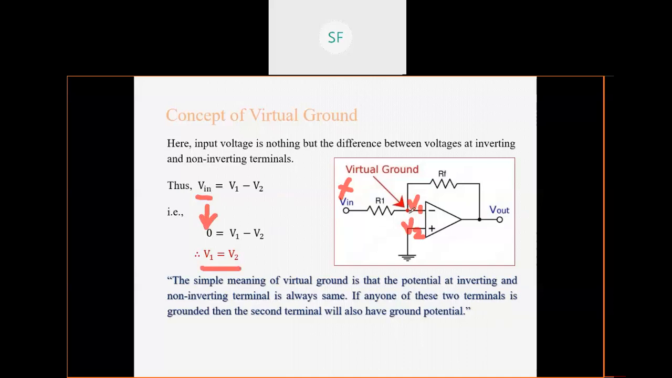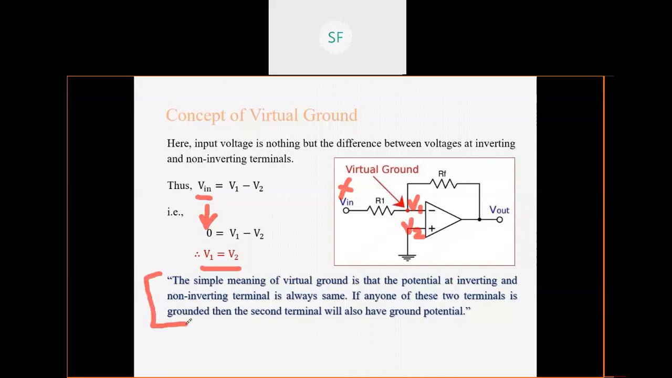V1, that is this particular point, the red node, is nothing but the voltage at the inverting terminal, and V2 is the voltage at the non-inverting terminal. You can call this V2 or V1, you can interchange that, it doesn't matter. But what it tells you is that the op amp has infinite gain, which means this V in should be 0, and due to that your V1 becomes equal to V2. That is your conclusion.